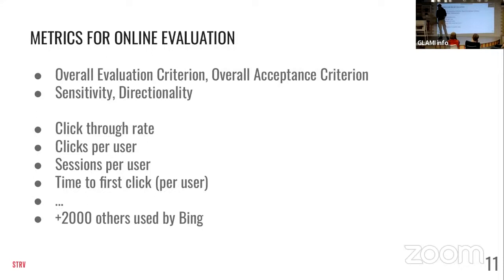So here are some typical metrics, for example click-through rate and clicks per user. Time to first click, we used that, but there are a lot of them. I didn't want to give you thousands of examples, but there are a lot of useful metrics.